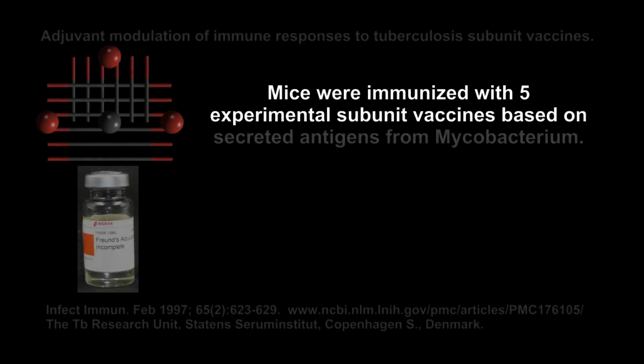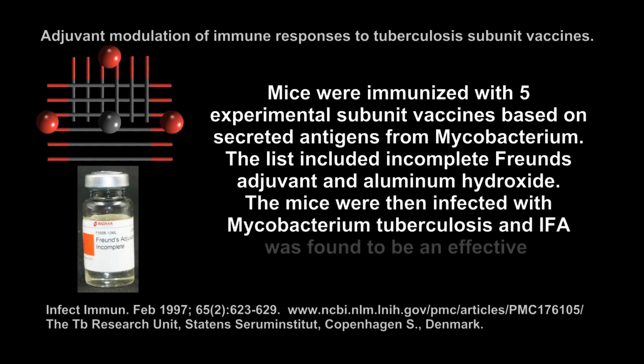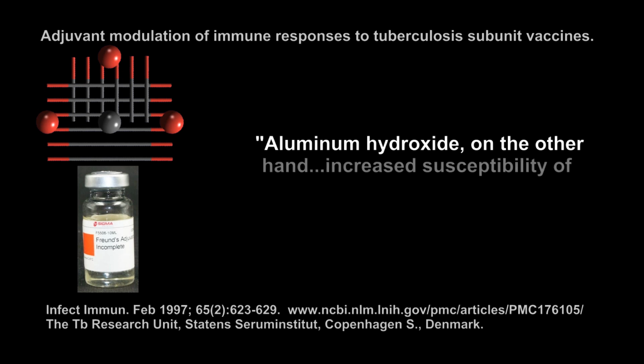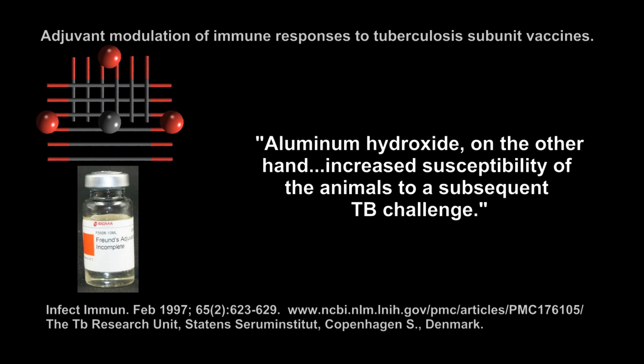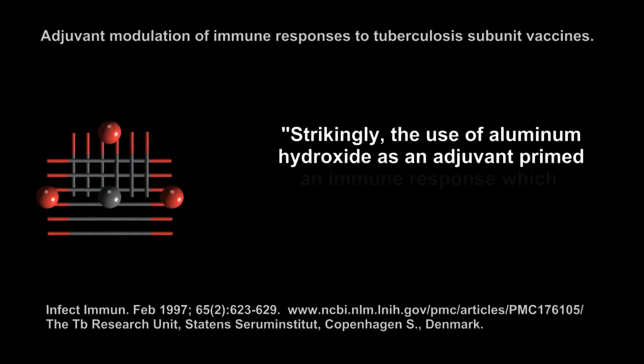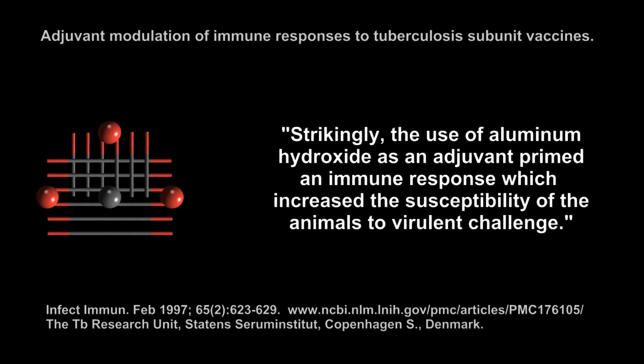Mice were immunized with 5 experimental subunit vaccines based on secreted antigens from Mycobacterium. The list included incomplete Freund's adjuvant and aluminum hydroxide. The mice were then infected with Mycobacterium tuberculosis, and incomplete Freund's adjuvant was found to be an effective TB subunit vaccine. Aluminum hydroxide, on the other hand, increased susceptibility of the animals to a subsequent TB challenge. Strikingly, the use of aluminum hydroxide as an adjuvant primed an immune response which increased the susceptibility of the animals to virulent challenge.